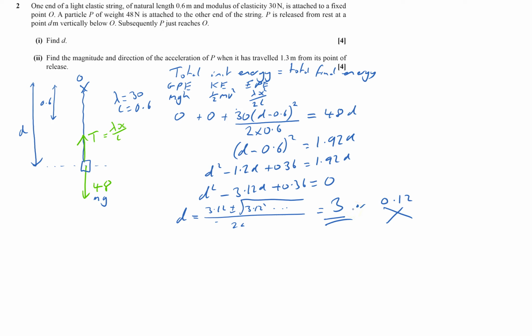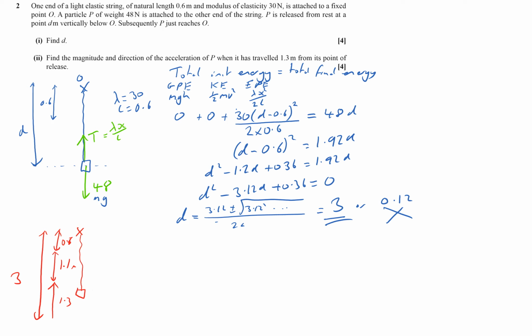And then I'll do this bit in red, so we've got find out magnitude and direction of the acceleration when it's travelled 1.3. So the whole thing down there is 3 meters. It's made up of its natural length, which is 0.6. It's gone up 1.3, and so therefore the middle bit here is 1.9, that's 1.1 meters. And this is what it looks like.